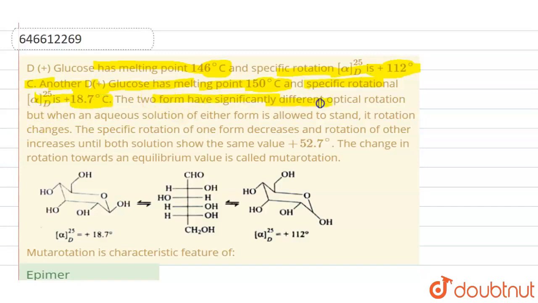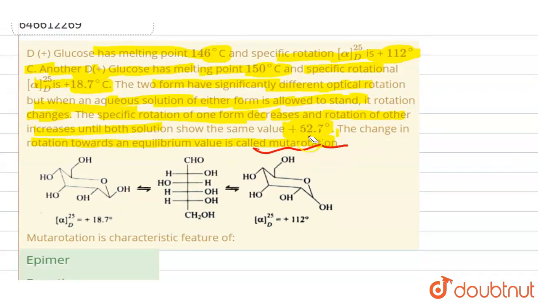The two forms have significantly different optical rotation, but when their solution is allowed to stand, its rotation changes. The specific rotation of one form decreases and the rotation of the other increases, and they show the same value, that is plus 52.7. The change in rotation towards the equilibrium value is mutarotation. So this process is our mutarotation. Here we have the mixture.